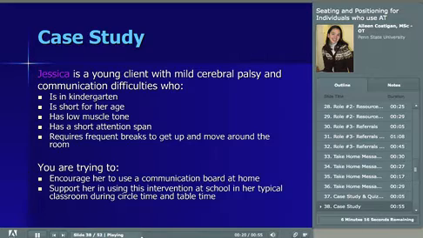Jessica is a young client with mild cerebral palsy and communication difficulties. She is in kindergarten, is short for her age, has low muscle tone, has a short attention span, and requires frequent breaks to get up and move around the room. In your role as an assistive technology team member, you are trying to encourage her to use a communication board at home. You also hope to support her in using this intervention at school, in her typical classroom during circle time while seated on the floor, and table time.